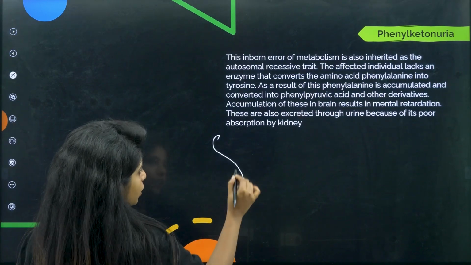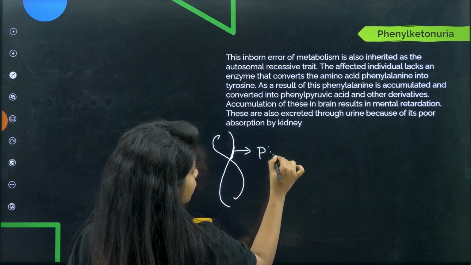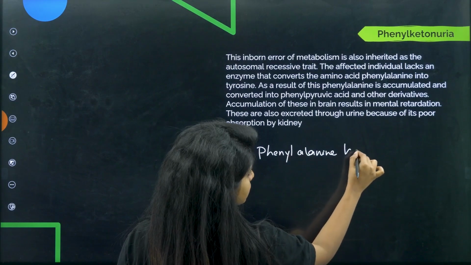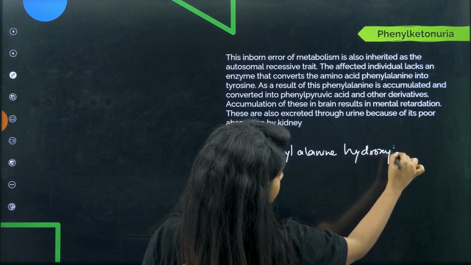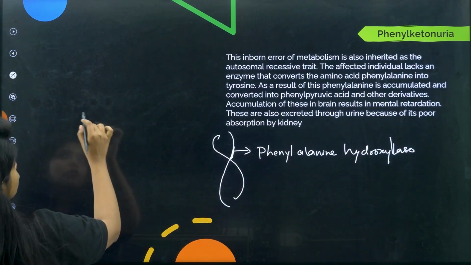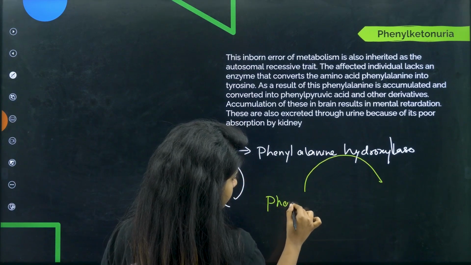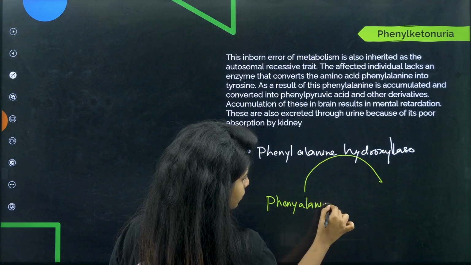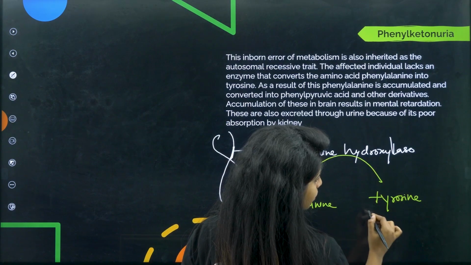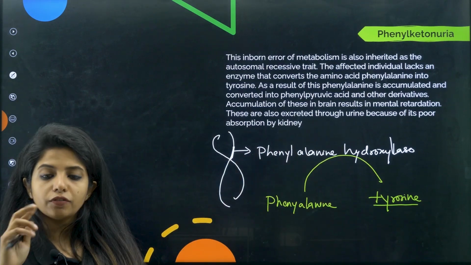What happens basically? Usually on our DNA there is a gene which is responsible for the formation of phenylalanine hydroxylase. This is an enzyme, children. Phenylalanine hydroxylase is responsible for the conversion of phenylalanine, which is an amino acid, to what, children? To tyrosine. And this tyrosine will be used up for formation of melanin, a lot of things. It can be used for different purposes.